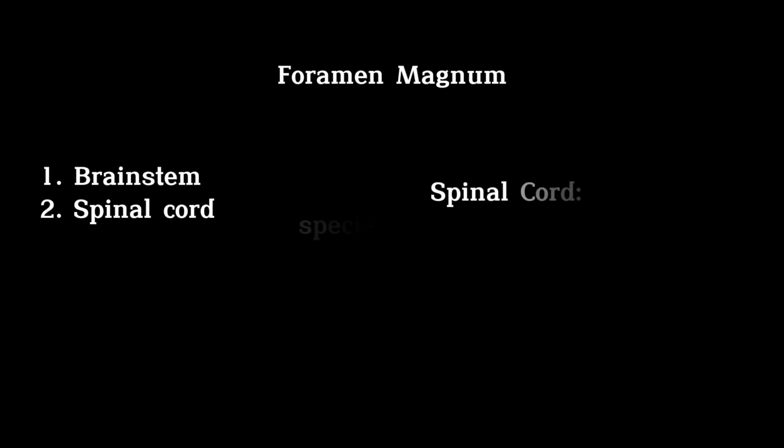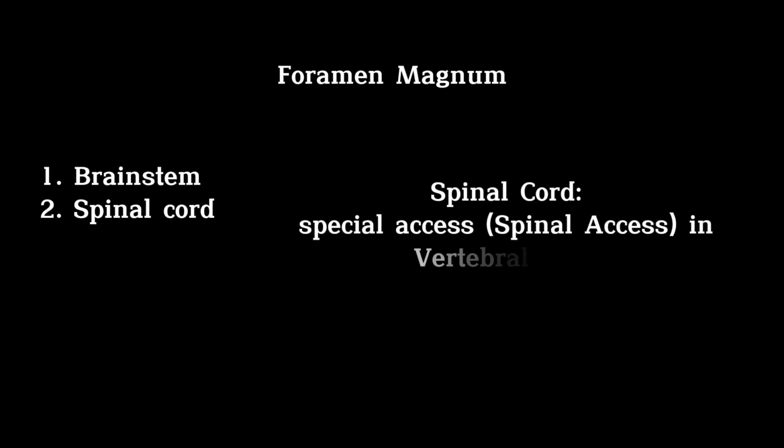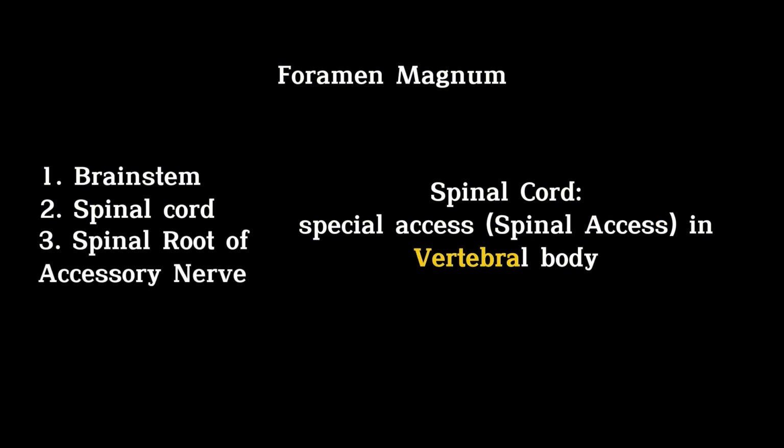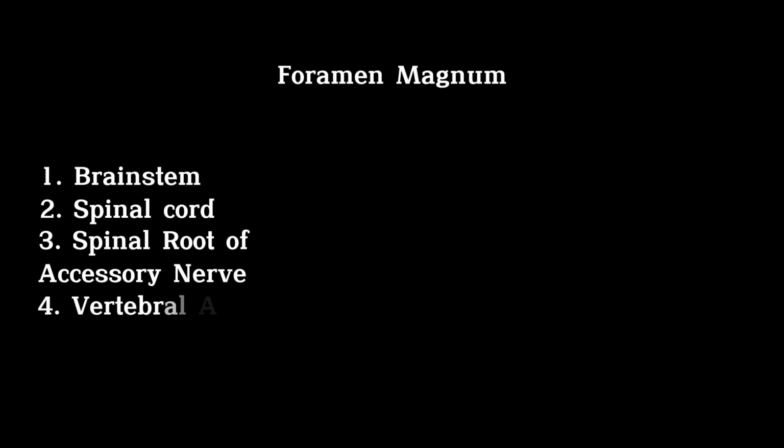You see, spinal cord has special access into the vertebral body. Spinal access reminds of spinal root of accessory nerve. So the next structure passing through the Foramen Magnum is spinal root of accessory nerve. Vertebra here reminds of vertebral arteries. So the other structure passing through Foramen Magnum is vertebral arteries.